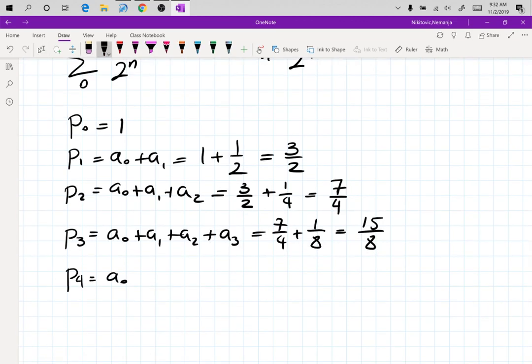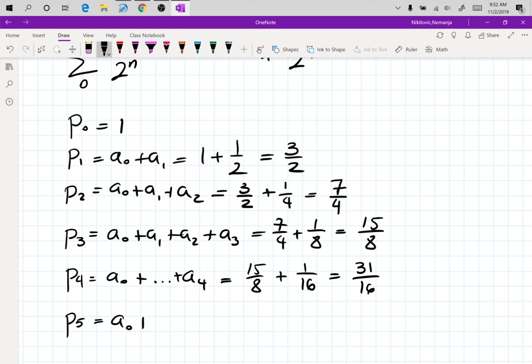P4 is A0 plus ... A4. And that's going to be 15/8, which covers everything up to 3, plus 1/16. So that's going to double everything, and that's going to make it 31/16. One more, and then we're done.